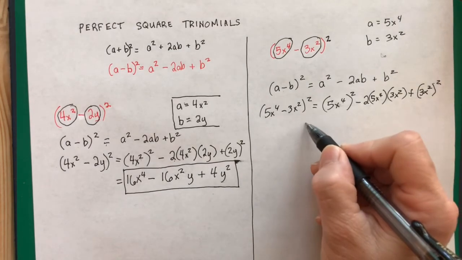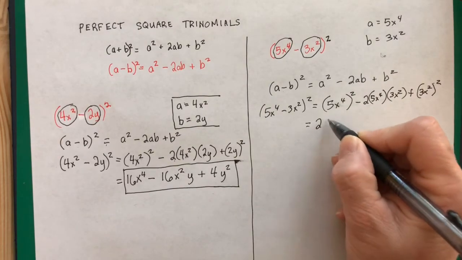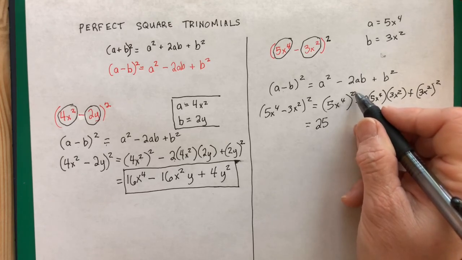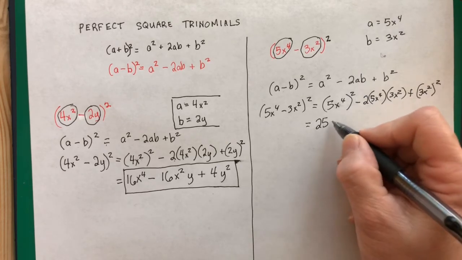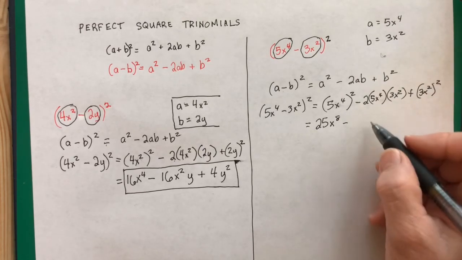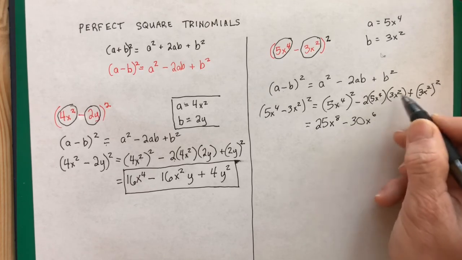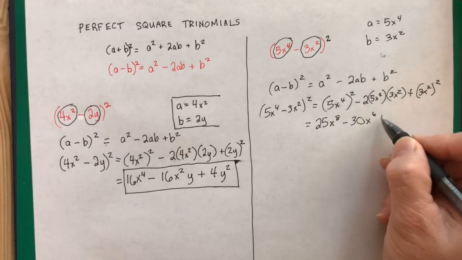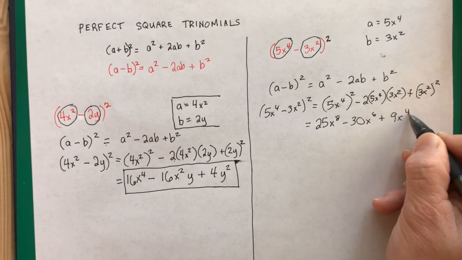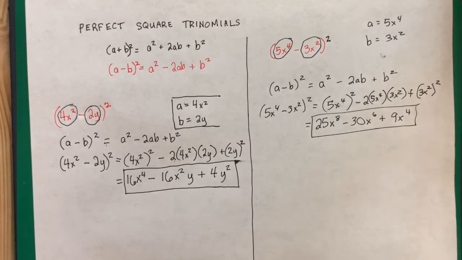Okay, next we simplify. 5 squared is going to be 25, and x to the 4th raised to the 2nd power, we do 4 times 2, so that's x to the 8th, minus 10 times 3, 30, x to the 6th, because I add these two exponents, plus 9x to the 4th. So, how did you do?